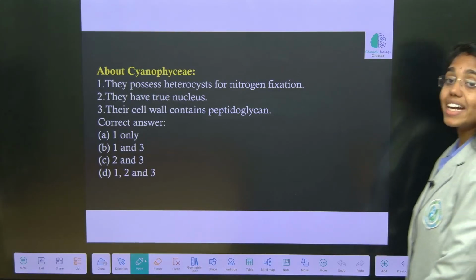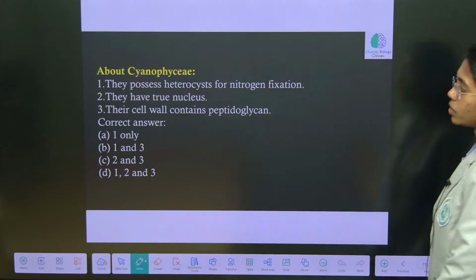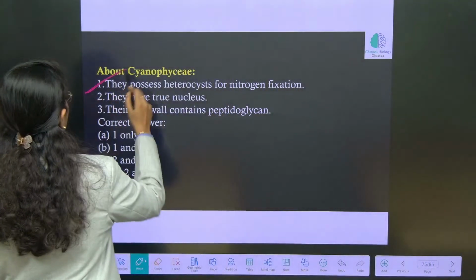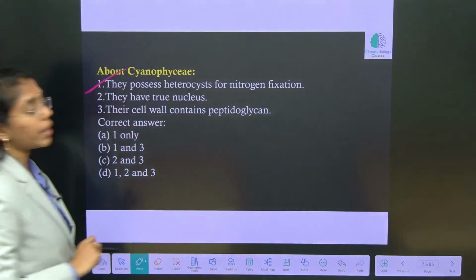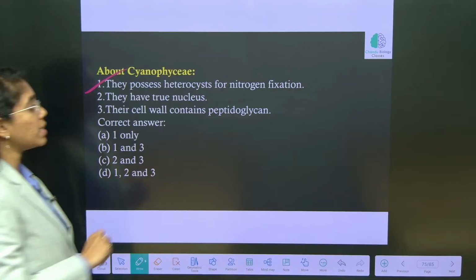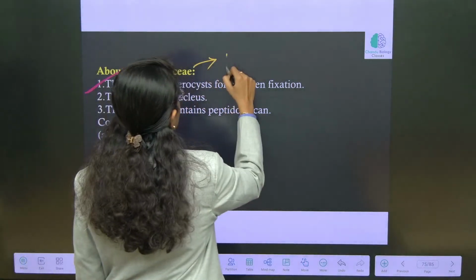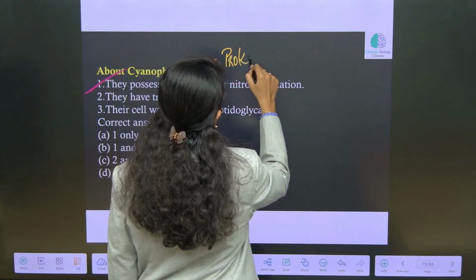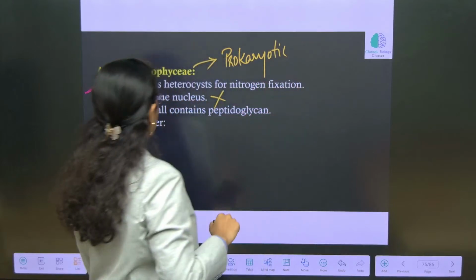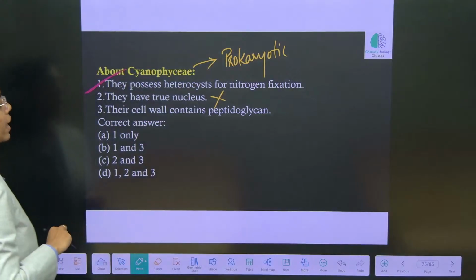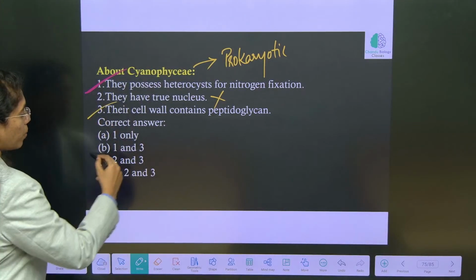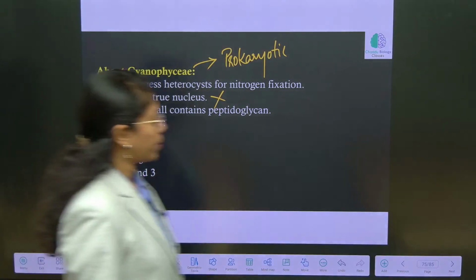Next, about Cyanophyceae. They possess heterocysts for nitrogen fixation. True. Heterocysts have thick walls over them, which help in nitrogen fixation. They have a true nucleus. No. The cells of Cyanophyceae are prokaryotic. They do not have a well defined nucleus. Their cell wall contains peptidoglycan. True. Vegetative cells contain peptidoglycan. So, here 1 and 3 will be right.